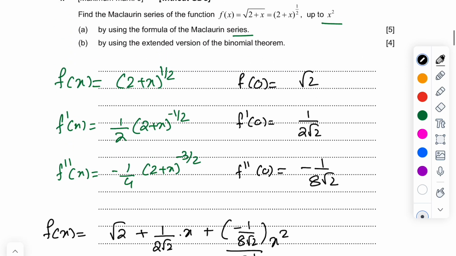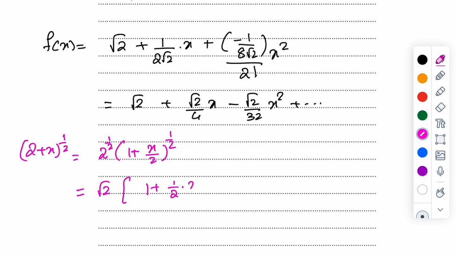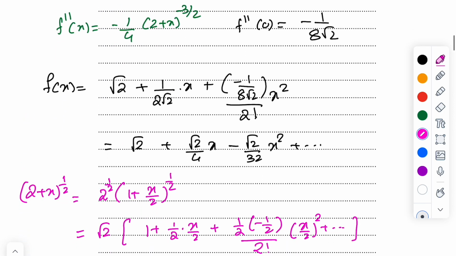Next, what is he asking? By using the extended version of the binomial theorem. So (2 plus x) to the power of half becomes 2 to the power half times (1 plus x upon 2) to the power of half. So it becomes square root of 2 times 1 plus nx, where n is 1 upon 2 and x is x upon 2. Then n times (n minus 1) upon 2 factorial, (x upon 2) whole square, and so on. And it is asked up to only x square.